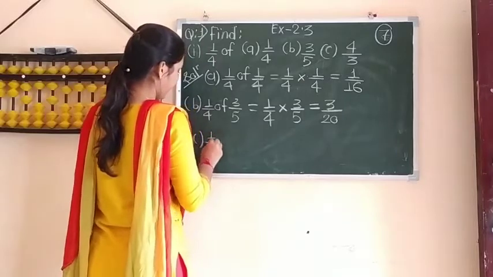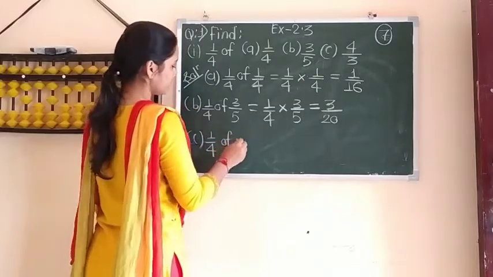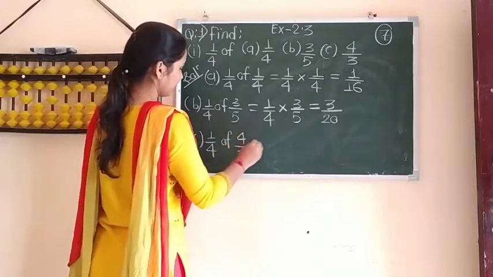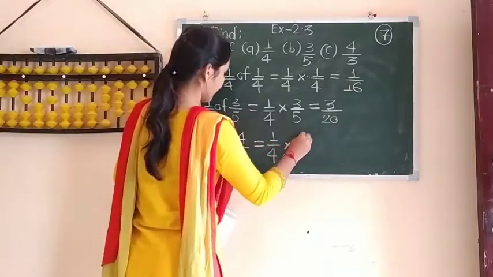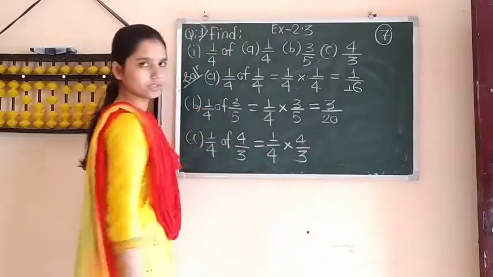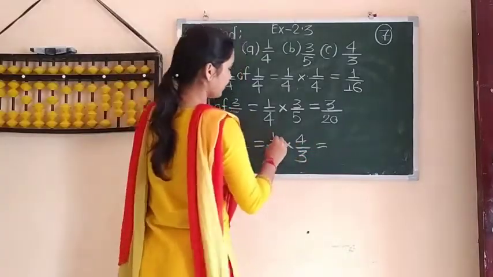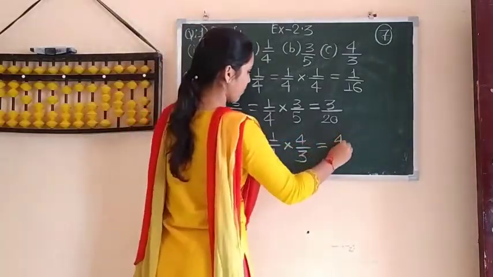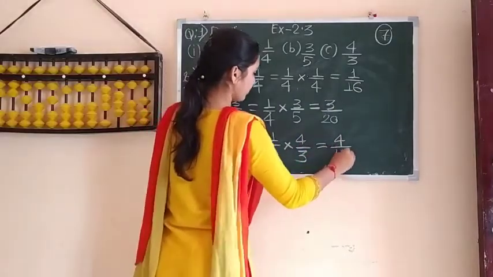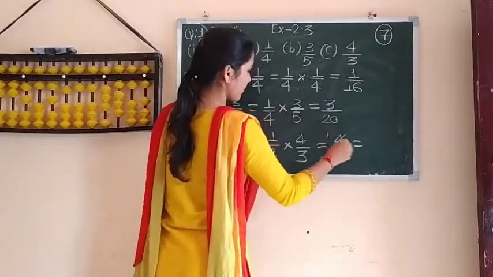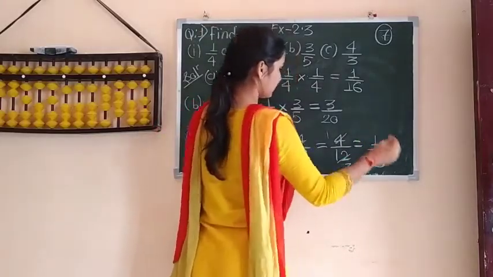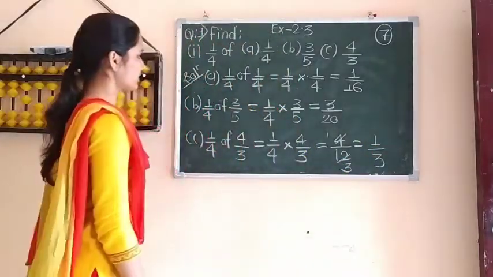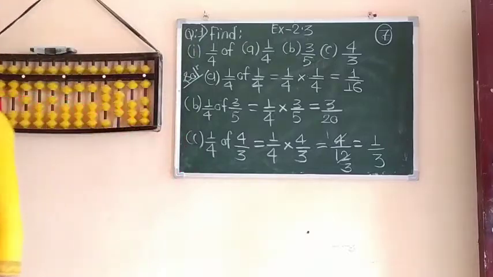Now C, 1 by 4 of, what is C? 4 by 3. So how to write this? 1 by 4 multiplied by 4 by 3. So numerator multiplied by numerator is 4, upon 4 threes are 12. So reduce it, 4 ones are 4 and 4 threes are 12. So 1 upon 3. In this way, this is the solution for the first question.